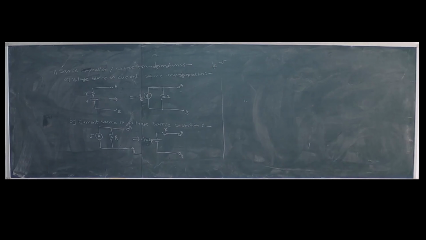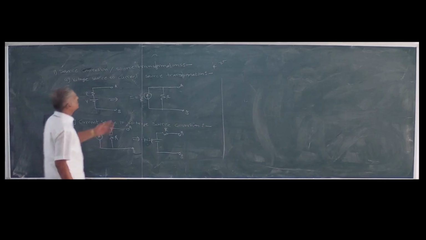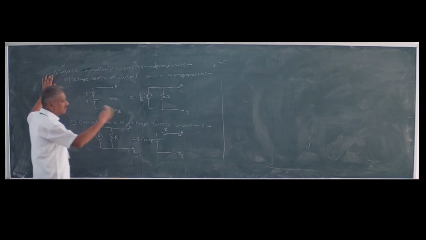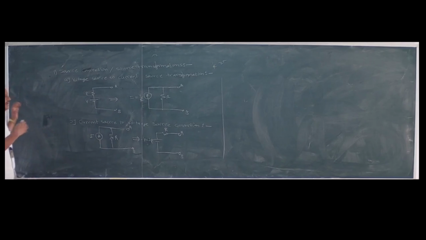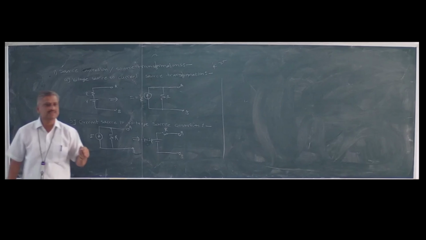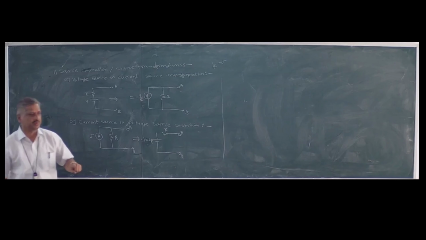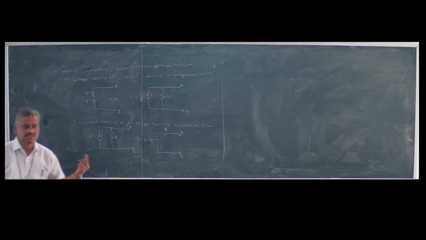We have to understand two things. First is source transformation. I am talking about the source conversion or source transformation. The second point is source shifting. Because while reducing a complicated network into a single current source or voltage source, at that time we have to use two techniques. One is the source conversion or source transformation, and the other is the source shifting.